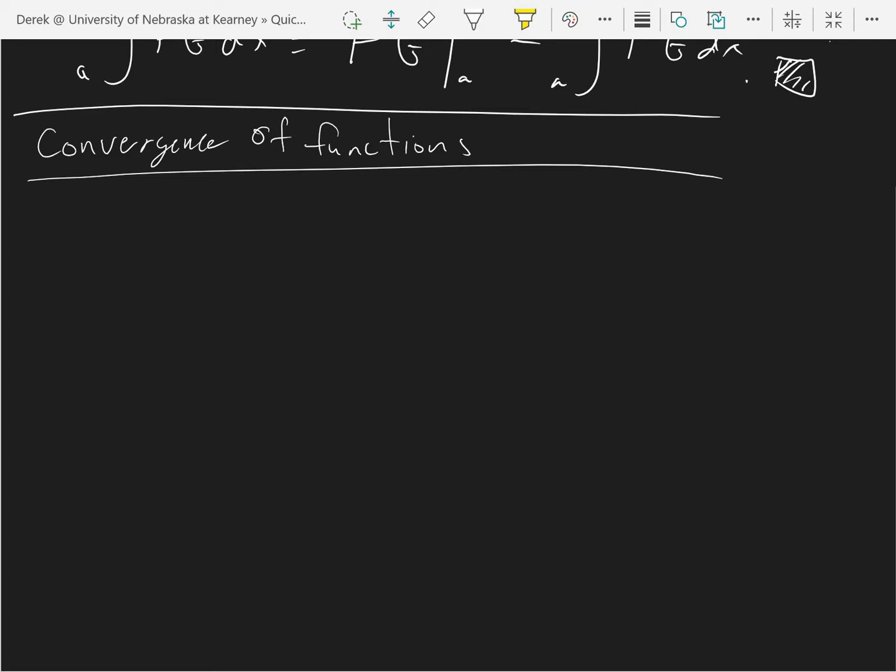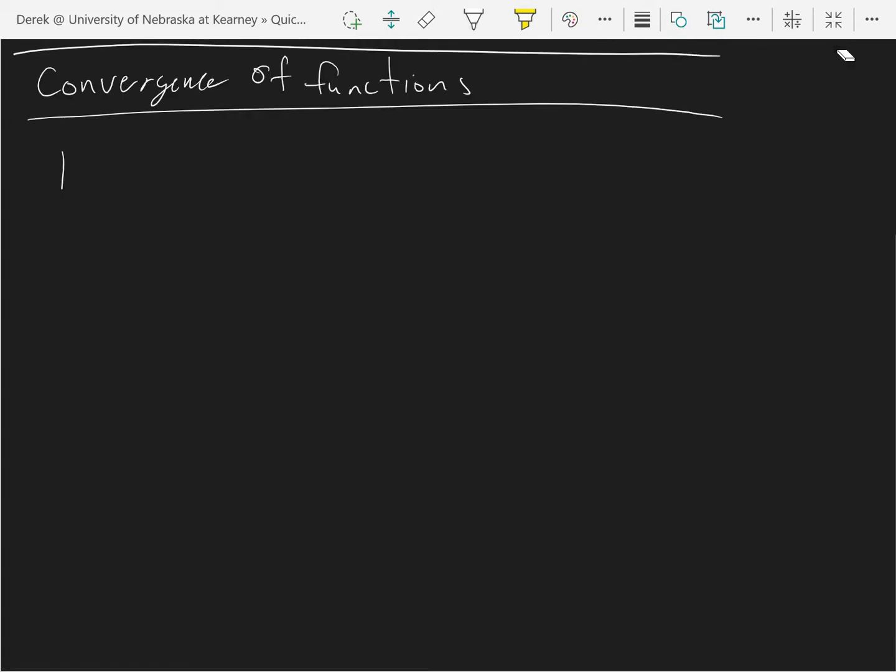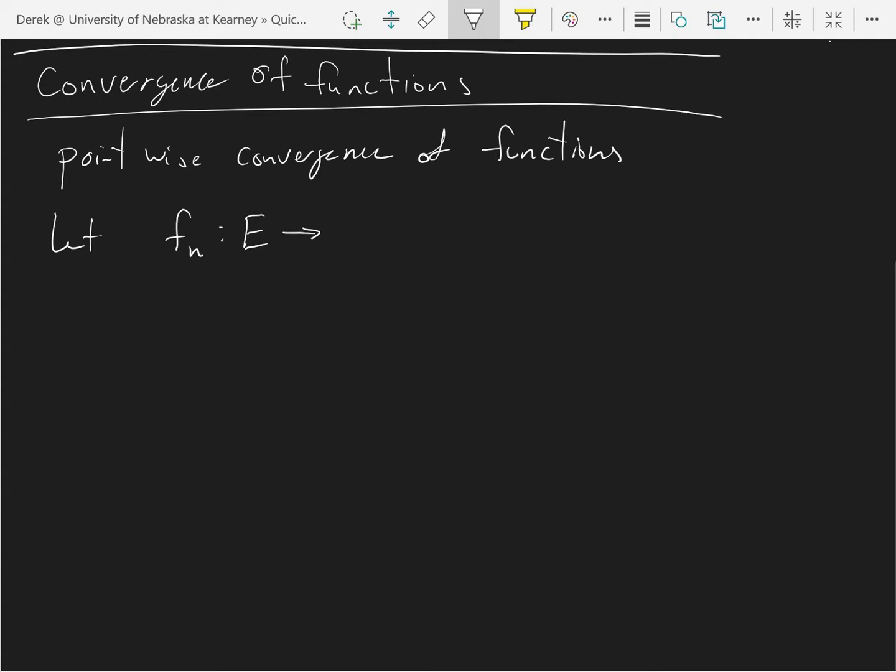So let's look at pointwise convergence first. If I'm going to have convergence, there has to be a limit of some sort, and this is convergence of functions. So I've got a sequence of functions. We're going to let f sub n, mapping some set E, and let's take real valued functions, be a sequence. I have one of those for each n value, a sequence of functions.